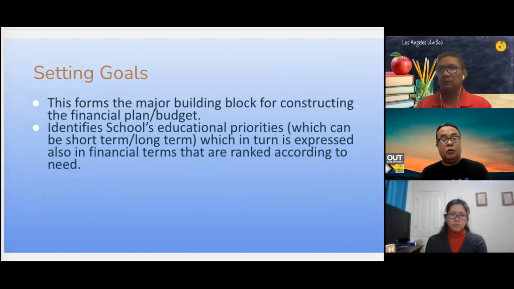If it's long-term, then it carries over probably to the next school year, for example, if you're budgeting for something that's going to go on through a couple of school years. So once these priorities are set, they are now expressed in financial terms, and then they are ranked according to what the school needs.